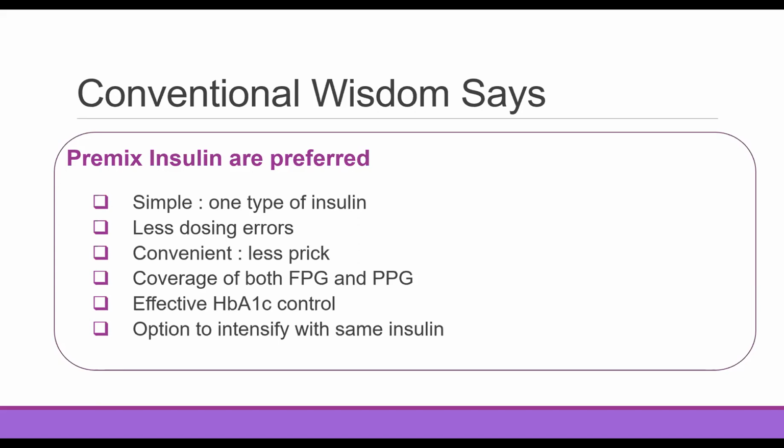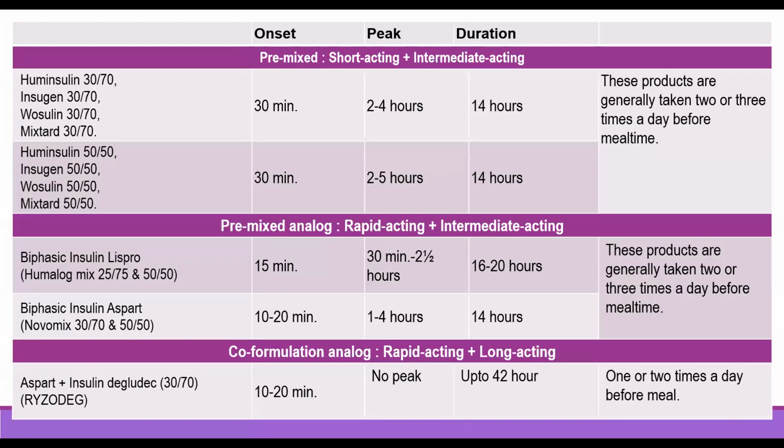On the other hand, if you give basal bolus, you have to give 4 pricks. This premixed insulin has a very good coverage of postprandial plasma glucose and possibly will have better A1c control. So these are a few important advantages of using premixed insulin.